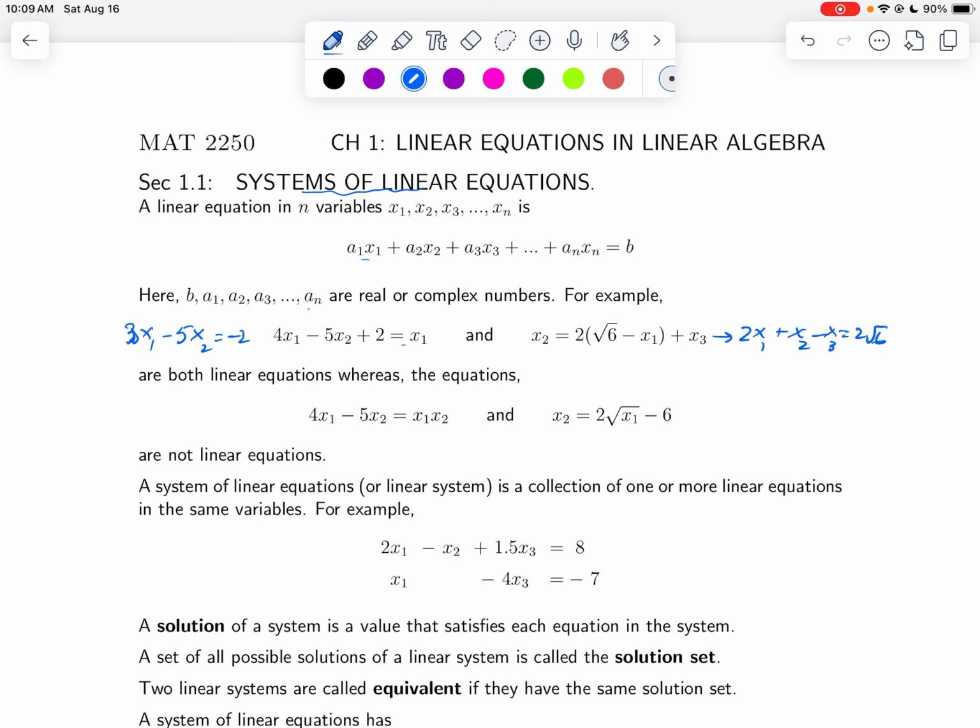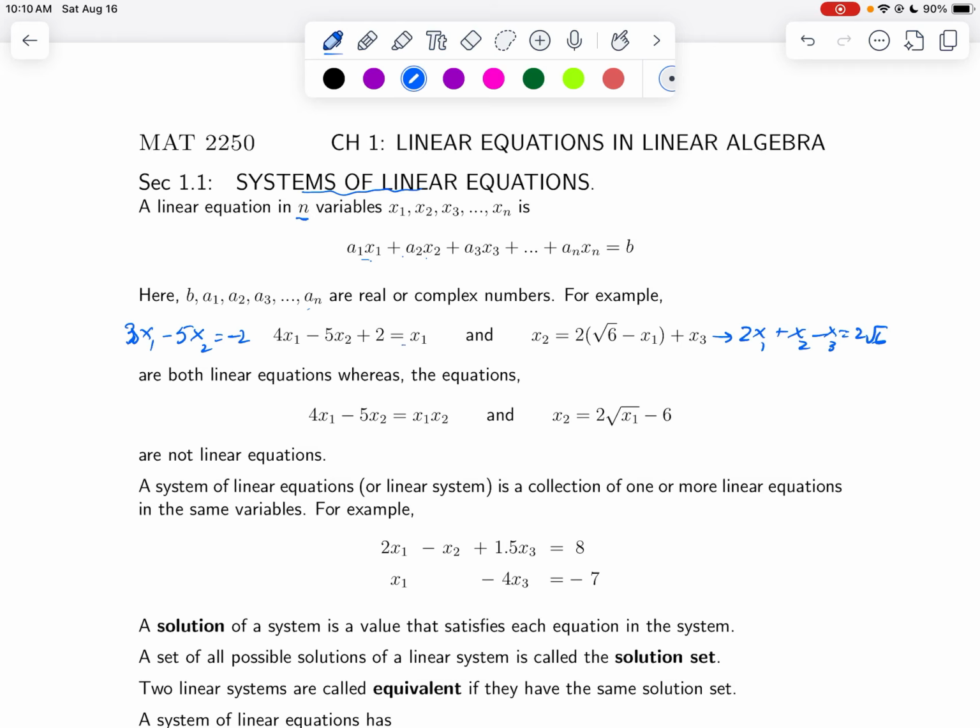So what is a linear equation? Well, we say a linear equation in n variables, let's say the variables are x1, x2, x3 up to xn, is given by a1x1 plus a2x2 plus a3x3 plus dot dot dot, means you can continue like that, plus an xn equals a number b. And here all these a1, a2, a3 and so on are the coefficients, and the number b on the other side, these are all real or complex numbers.